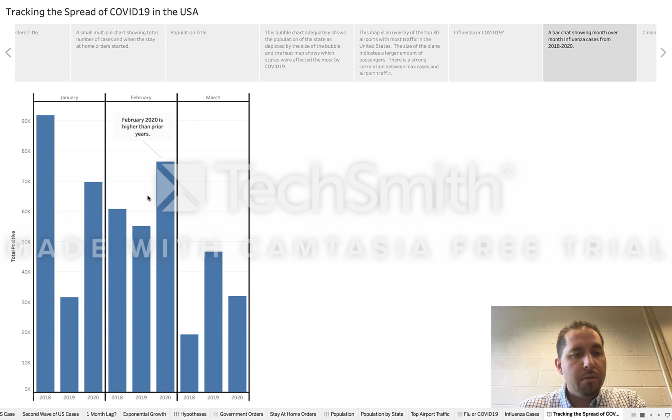Now it's not conclusive because you can see here 2018 flu cases were more in January. Total flu cases here in March of 2019 were more. However, it's an indicator. Maybe there is something more to this story where people who were diagnosed with flu really did have COVID-19. It's an indicator, but not absolute.